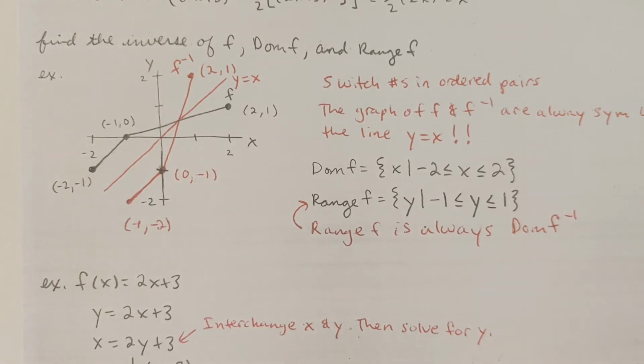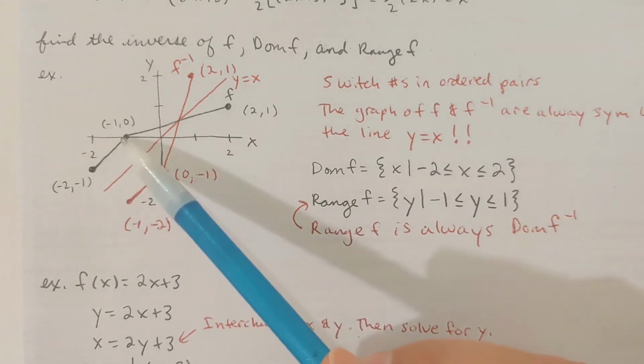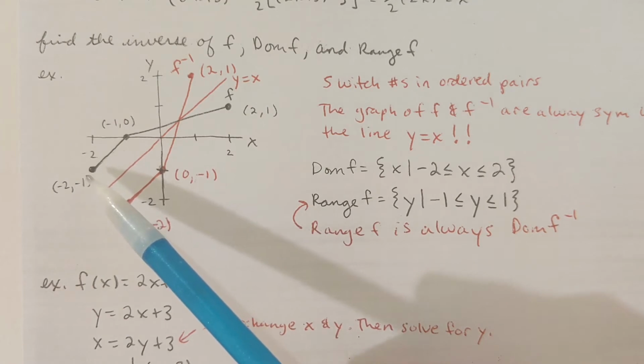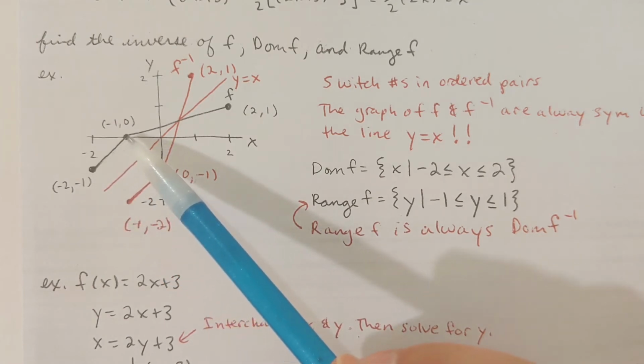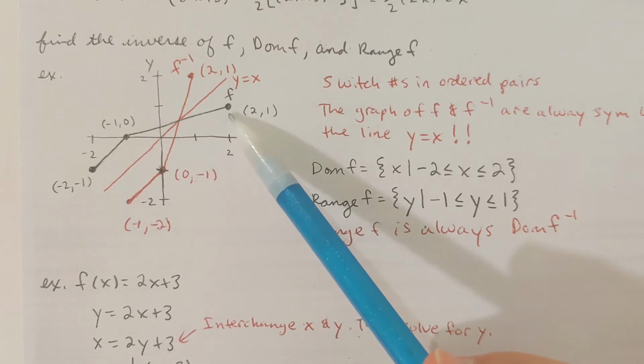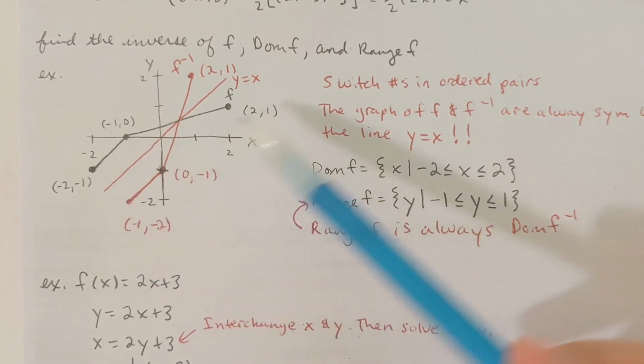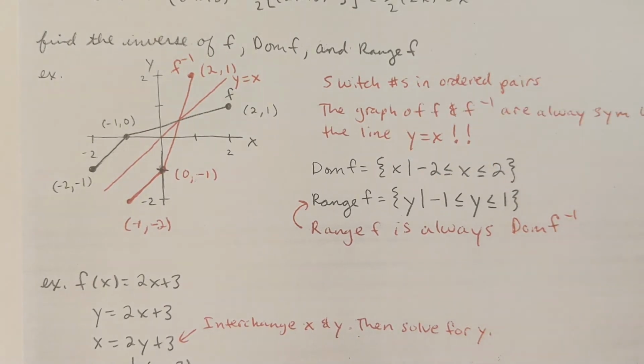Another problem, let's find the inverse of f, the domain of f, and the range of f. Okay, so suppose f of x is this curve here passing through points -2, 1, 1, 0, -1, 0, and 2, 1. Okay, and it's going to start and stop at -2, -1, and 2, 1.